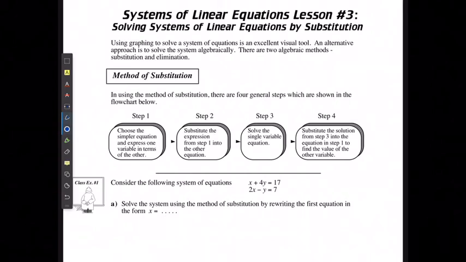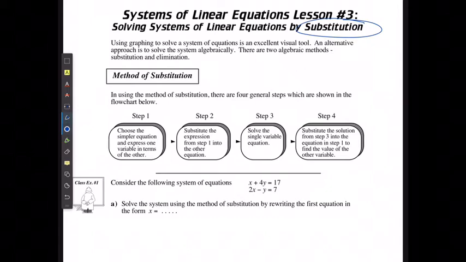Okay, for this lesson, we're going to take a look at the first algebraic method for how we can solve a system of equations. So we're going to look at how to do it using substitution. So we already looked at how to do it graphically. We can graph out both lines using our slope y-intercept form or our slope point forms, and then find the coordinates for where they cross.